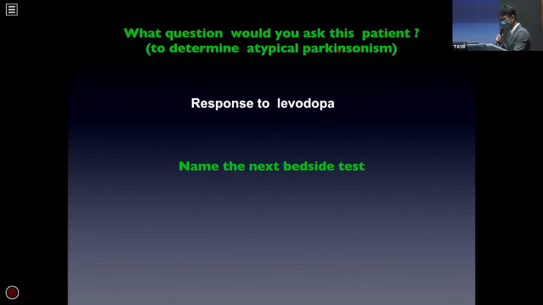What bedside test would you do for this patient? I think this doctor mentioned the pull test. That's one thing to do. Okay. What other bedside tests? You can name many, right? The choice is not limited to one. Okay. So I will do a Montreal Cognitive Assessment, to look for any early dementia in this patient.